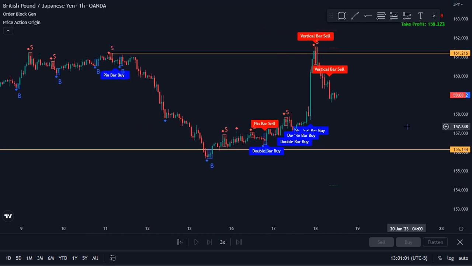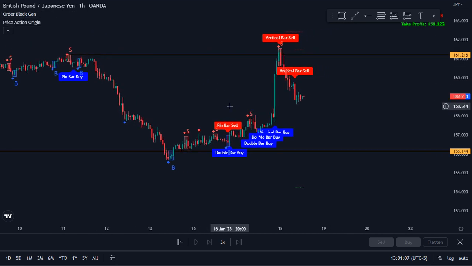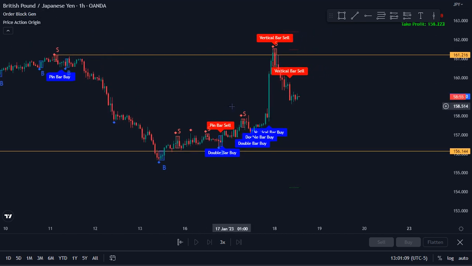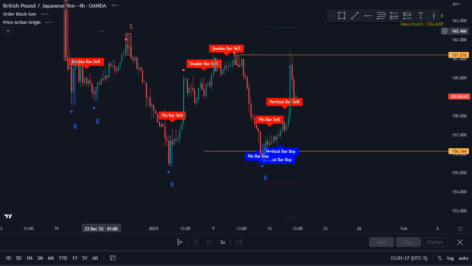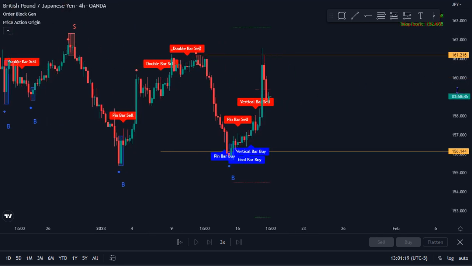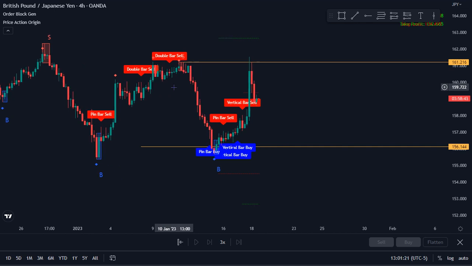So yeah, this is just the price action origin and order block gen, two very simple and easy to read indicators, catching these strong up and down moves here on GJ, British pound, Japanese yen. So just a quick video, very simple confirmations.